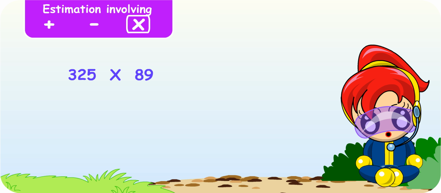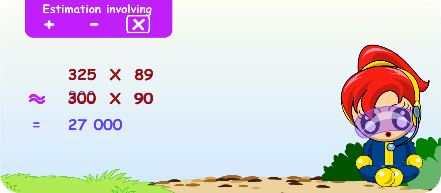325 times 89, I round off 325 to the nearest hundred, which is 300, and round off 89 to the nearest 10, which is 90. Then I multiply 300 by 90, which is equal to 27,000. Therefore, 325 times 89, when rounded off to the nearest thousand, is 27,000.